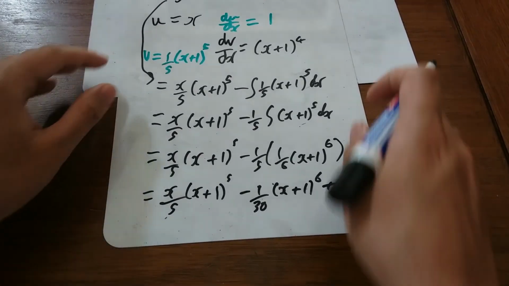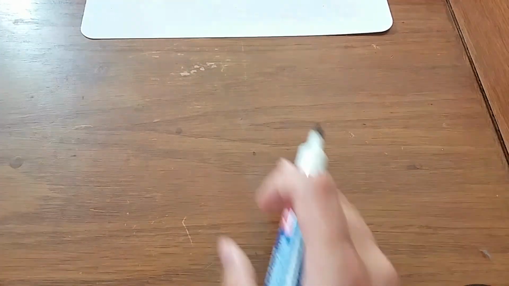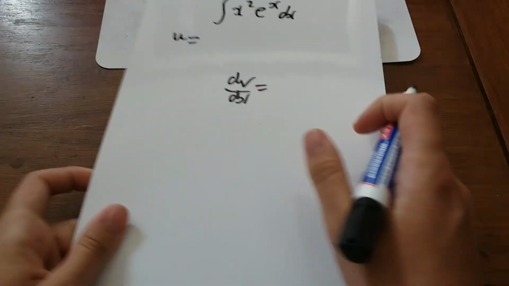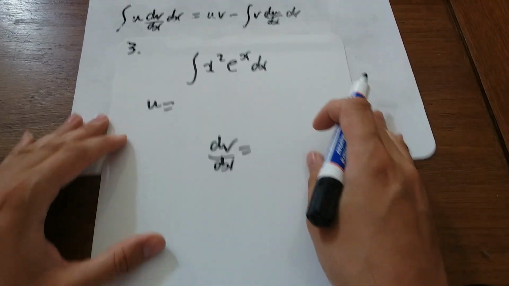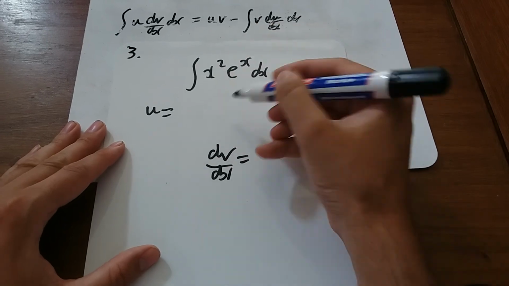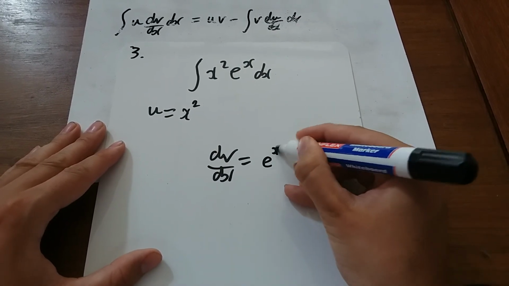Okay, I'm going to go through one more example. Sorry, this is getting quite long. Sometimes we're going to need to integrate twice. So this one has an x squared at the beginning. I'm going to go through this quicker. We're going to pick u to be x squared. We're going to pick dv dx to be e to the x.